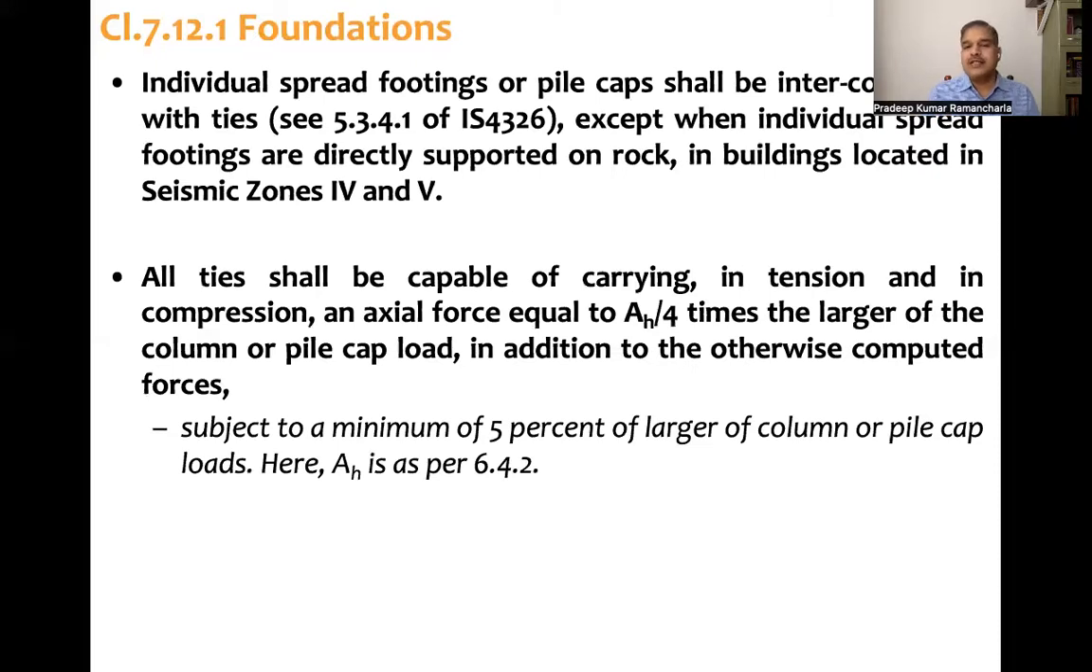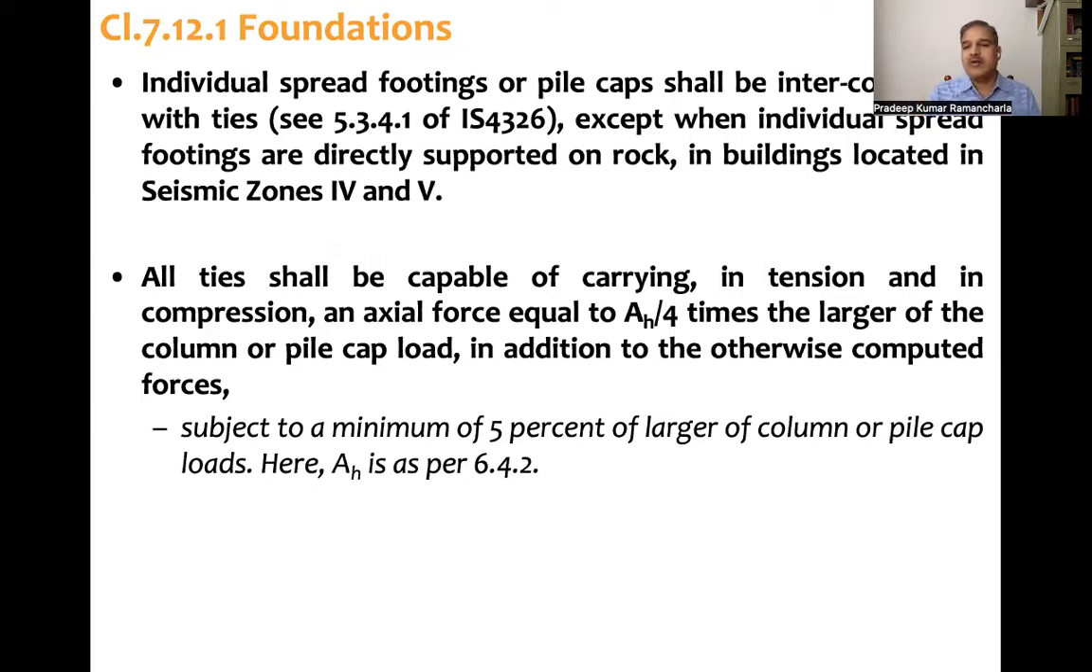Then all ties, the tie which is connecting the individual spread footings or pile caps, shall be capable of carrying in tension and in compression an axial force of 1/4 of base shear coefficient, that is AH divided by 4 times the larger of the column or pile cap load, in addition to the otherwise computed forces. While doing analysis, we compute forces in this tie beam. Whatever forces are there in the tie beam, whether in compression or in tension, we have to add this force. What is that? AH by 4, that is 25% of AH multiplied by the larger of these two.